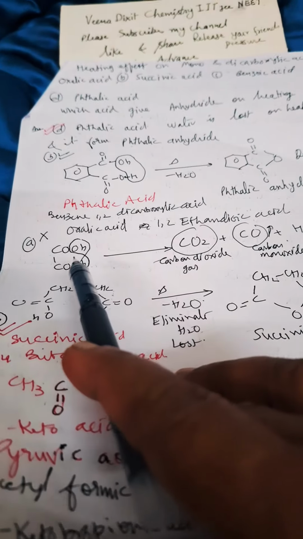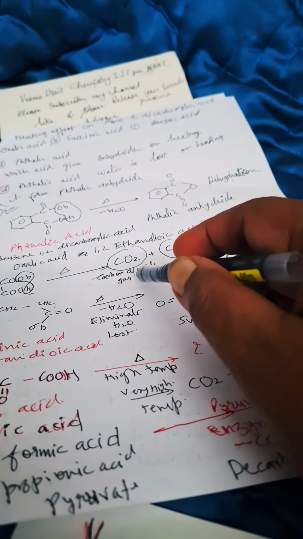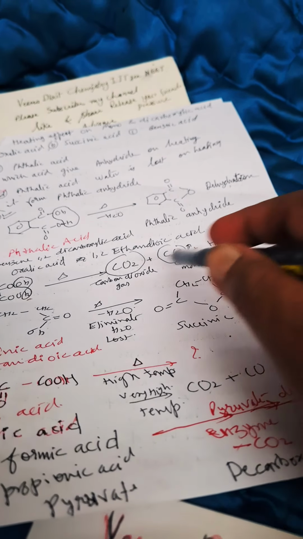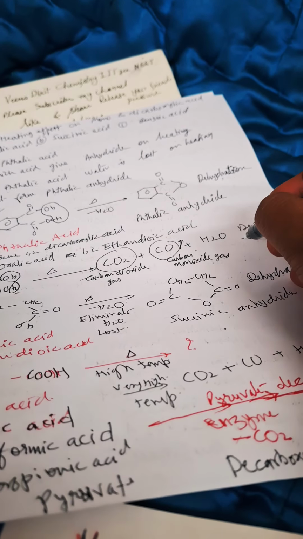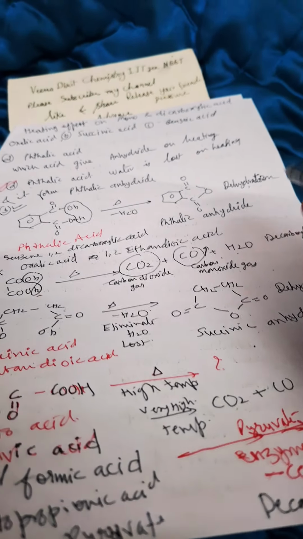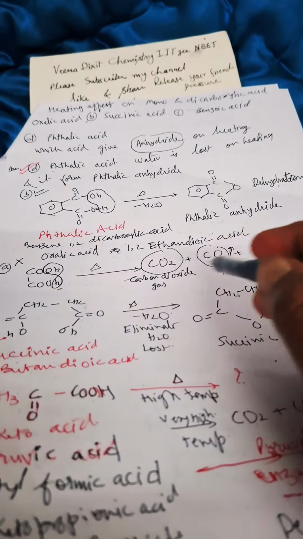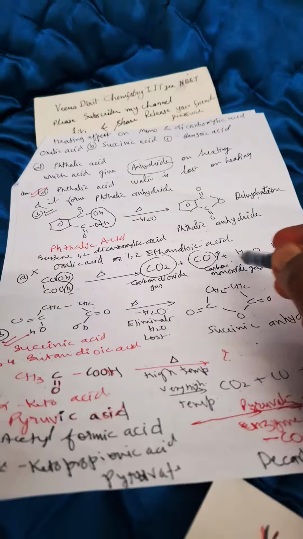And now oxalic acid, what will happen? When we heat oxalic acid, decarboxylation takes place, and carbon monoxide and water are both formed. Okay, decarboxylation as well as dehydration takes place, but we will not get anhydride. And they are asking for anhydride. Clear to you? So we are not getting anhydride although water is lost.